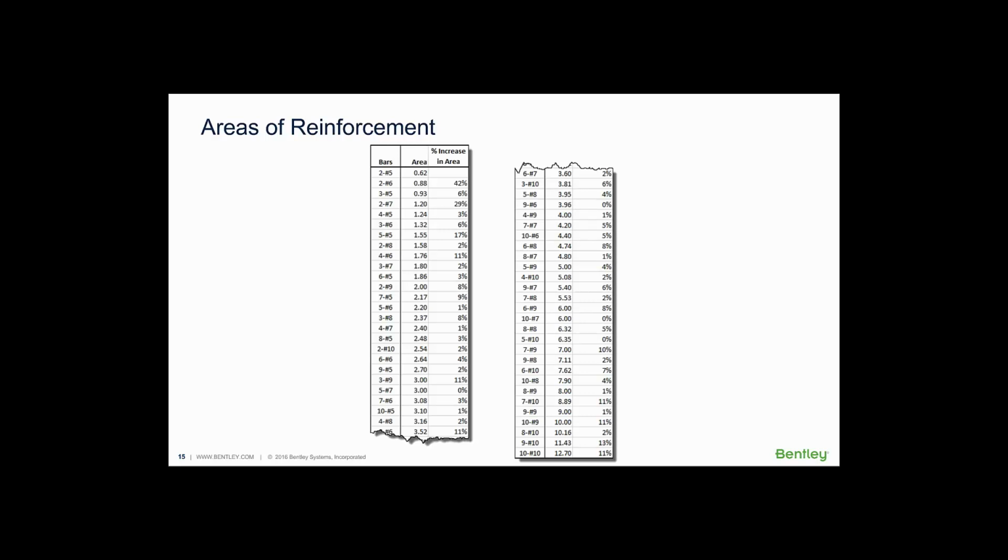So if we order these possible bar selections, 2 number 5s, 2 number 6s, 3 number 5s, 2 number 7s, etc., and order them by their area, then what I've done is I've listed what the percent of increase is in the area between the one set of bars and the other. And so the jump between 2 number 5s and 2 number 6s is a 42% increase in area of steel. And from 2 number 6s to 3 number 5s is a 6% jump in the area of steel.